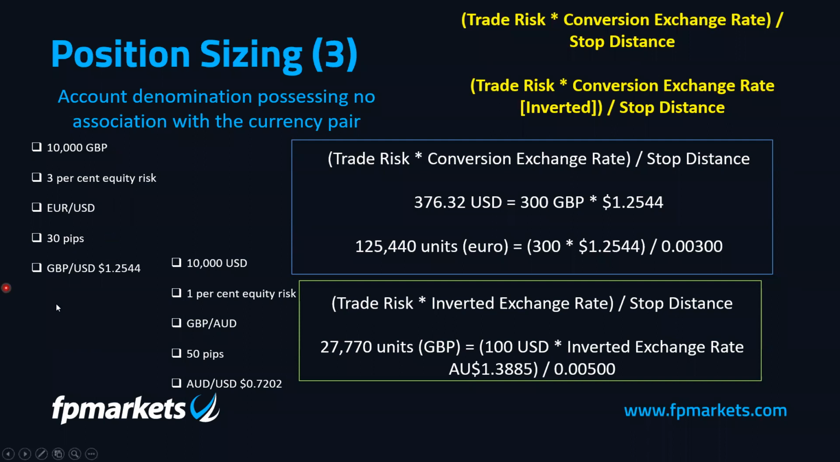So let's focus on this example here. We have a 10,000 GBP account, a Great British Pounds account, where we've got a pretty healthy appetite for risk, and we're risking 3% equity risk here, which is 300 GBP. And we're trading the euro dollar.